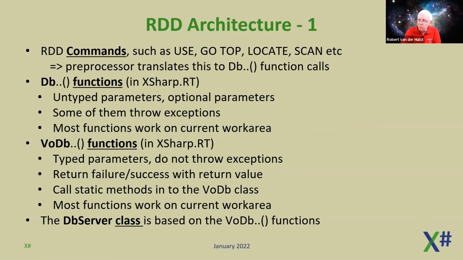People coming from VO, most of them have worked with the DbServer class, and the DbServer class is based on the VODB functions. So if you use X# or VO and you use the DbServer class, you're actually coding against the VODB functions. That means that any error handling inside data access in the DbServer class is handled by the class itself. So it catches, usually it is a false return value from a call, and then stores the error state in the DbServer object out of the runtime state. So these are the separate layers that you can see.